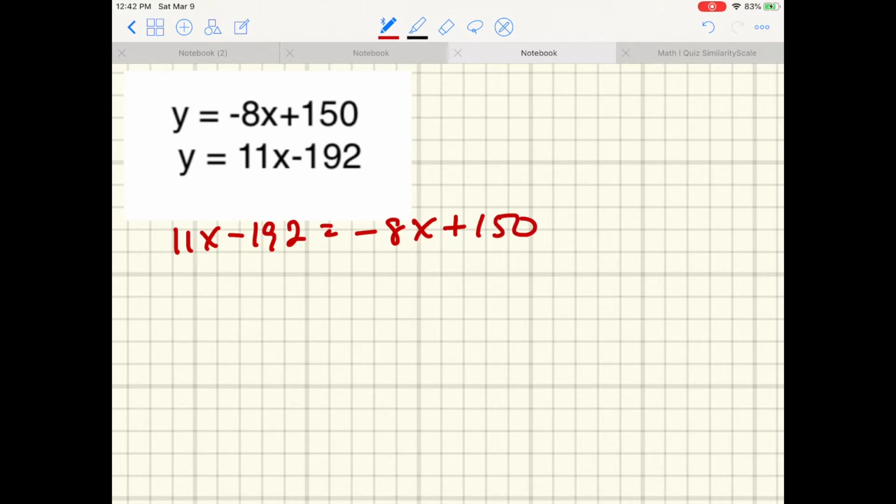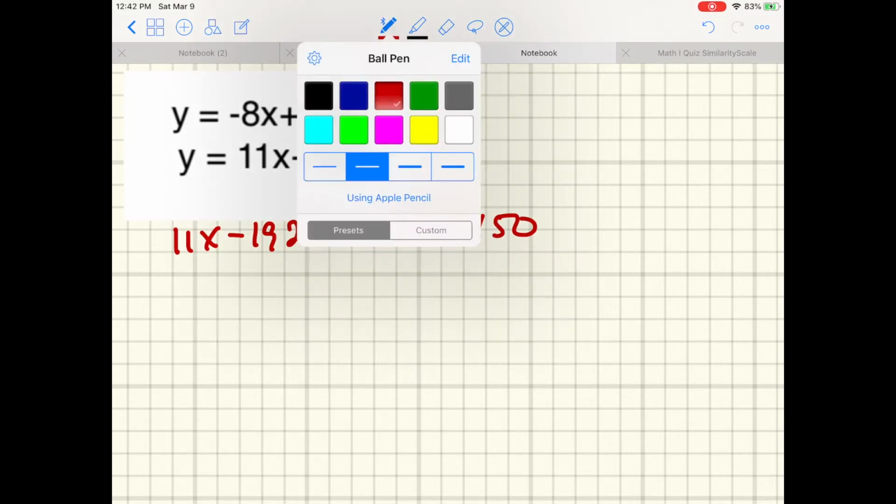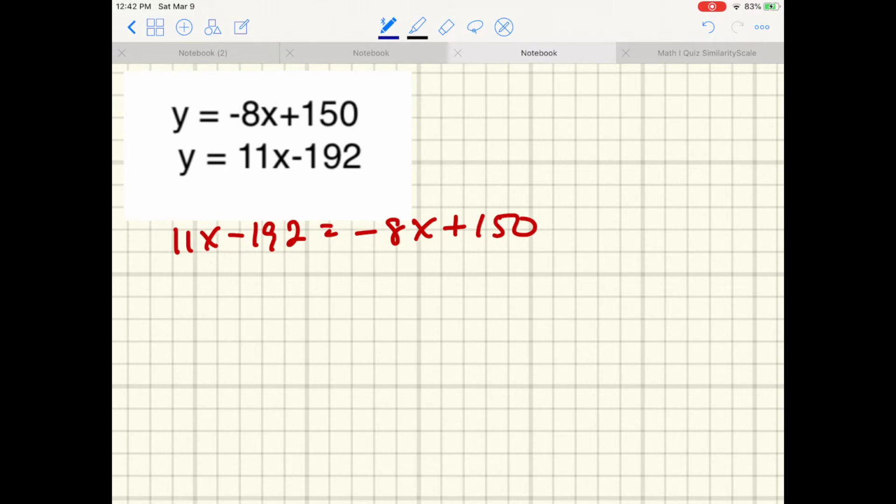I want to get all the x's on one side. I have more x's on my left-hand side, so it's going to be easier to get rid of that negative 8x. To get rid of negative 8x, do the opposite, add 8x. If I add 8x to the right-hand side, I also have to add it to the left-hand side. And that gives us 19x minus 192 is equal to 150.